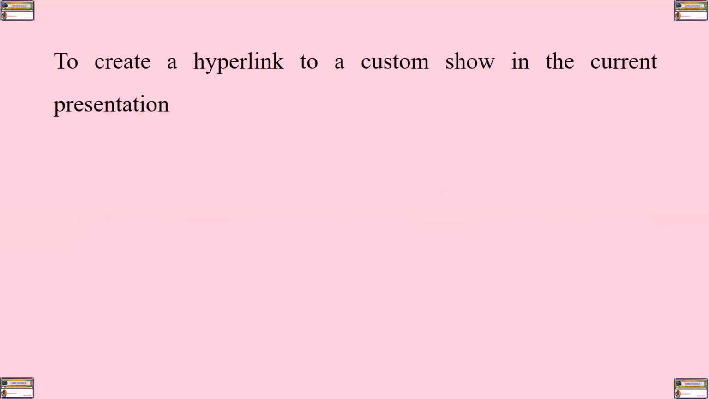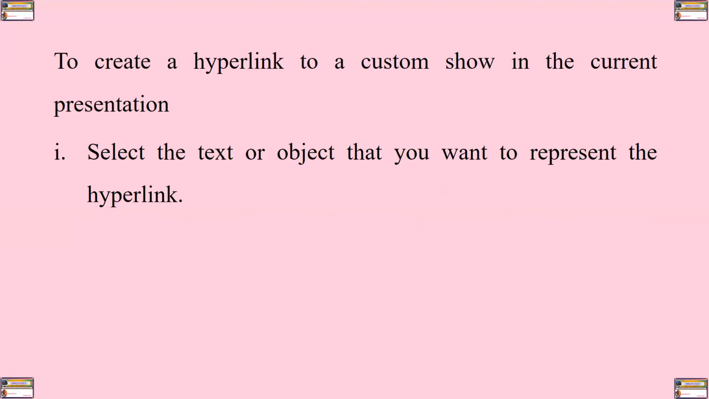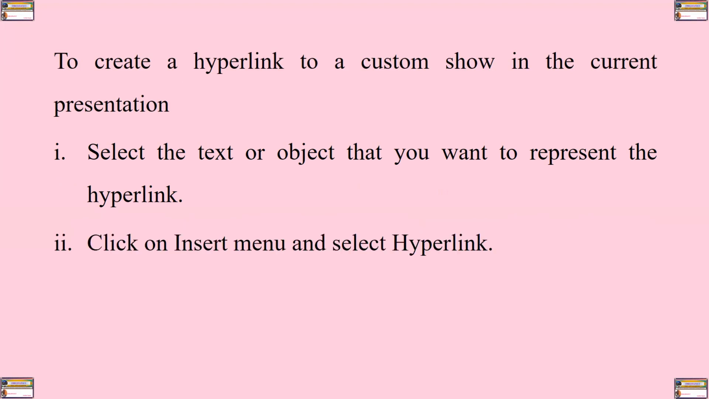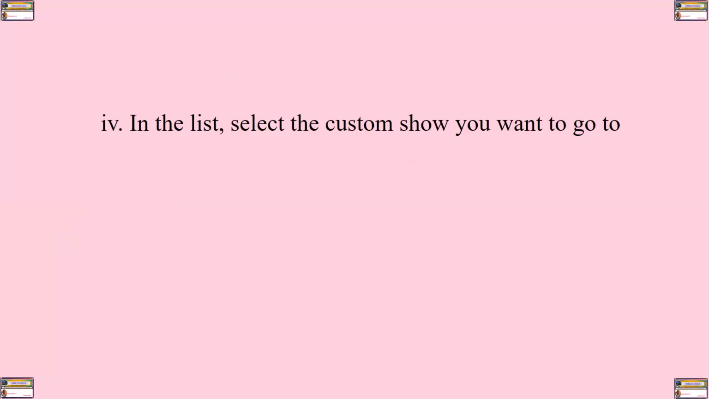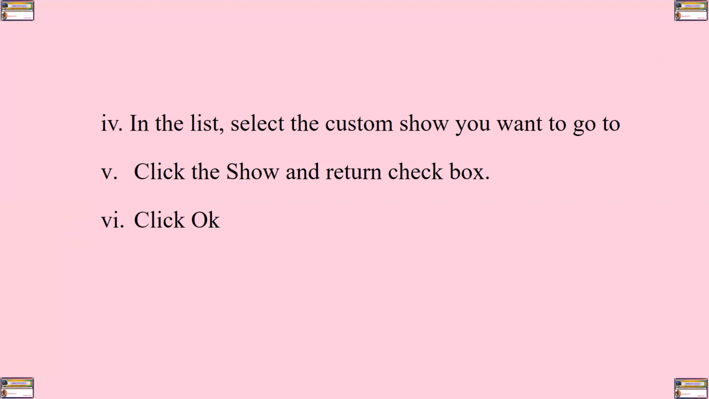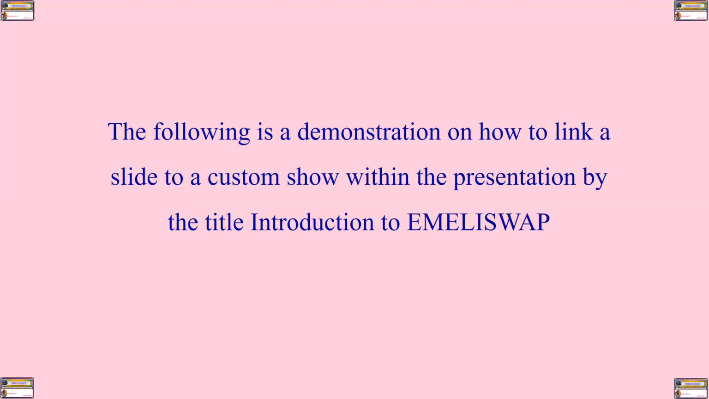To create a hyperlink to a custom show in the current presentation, you select the text or object that you want to represent the hyperlink. Then you click on Insert menu and select Hyperlink. From the Insert Hyperlink dialog box, under Link to, you click on Place in this document. In the list, you select the custom show you want to go to. Then you click the Show and Return checkbox. Finally, you click OK.